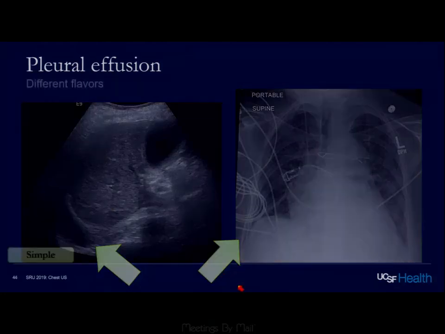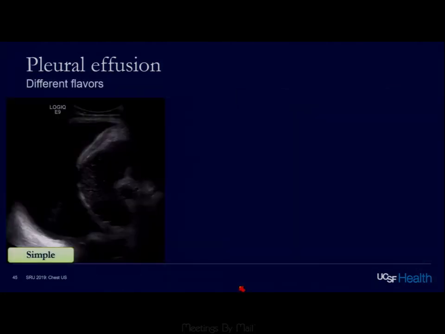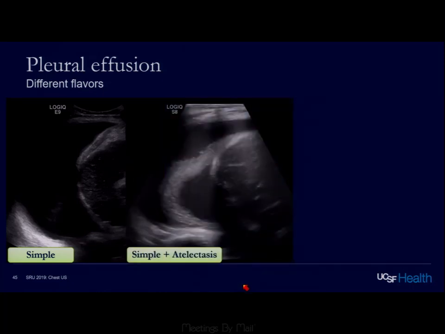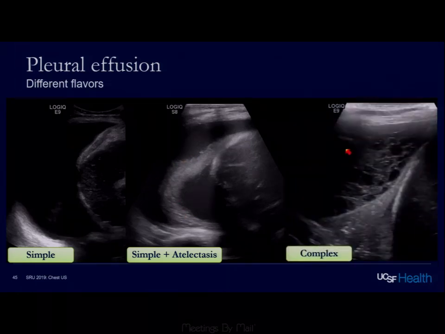And pleural effusions come in different flavors. It can be simple, totally anechoic. It can be simple and combined with atelectasis. This is the atelectatic lung that's floating around in the effusion. Or it can be complex, as you can see here.